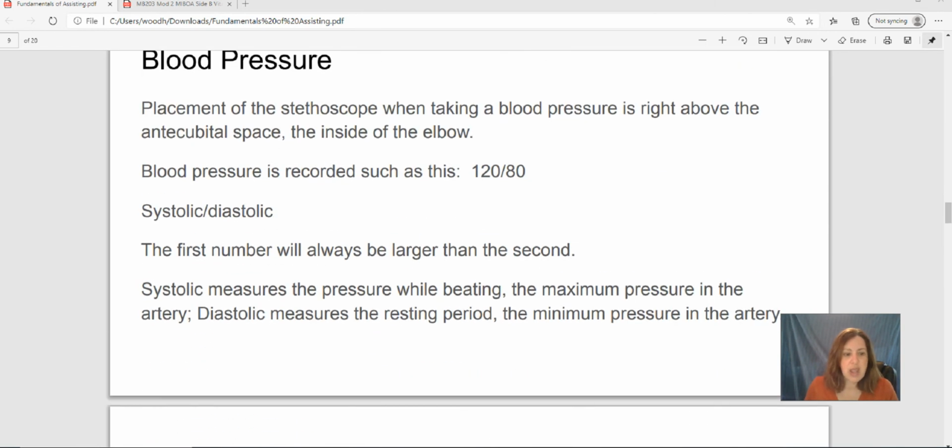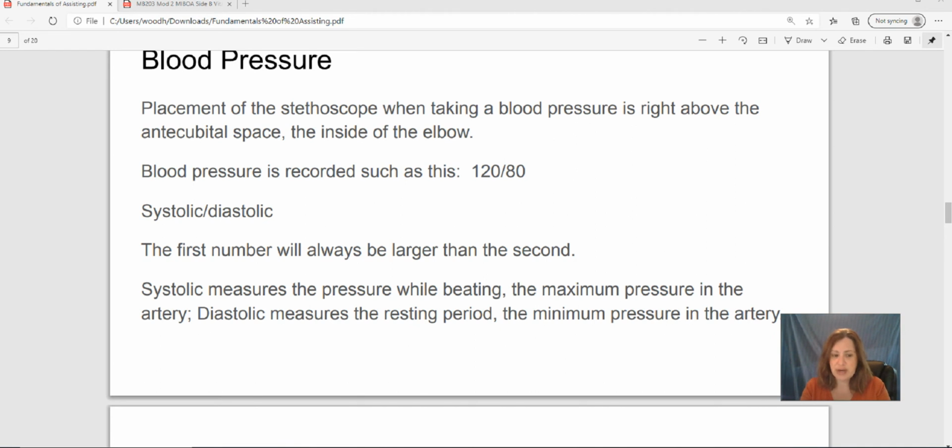Okay. Blood pressure is recorded like this, 120/80. There are two numbers with a slash in between. The first number is the systolic reading, and the second number is the diastolic reading. The first number will always be the larger number. The systolic is measuring the pressure inside an artery while it's beating. That is the strongest pressure, when the beat is happening.